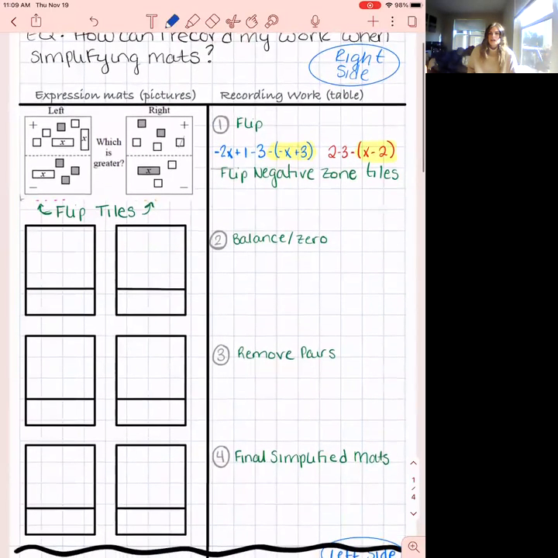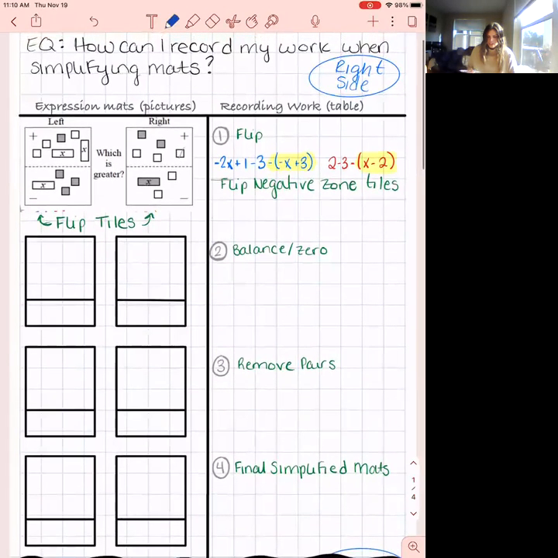This is going to be your entire right side. So we're going to split it in half. The left side, we're going to draw expression mats. Maybe don't write all the steps out yet, but maybe just get your expression mats written down. So we'll pause, get the essential question: How can I record my work when simplifying maths? And then go ahead and get this setup started.